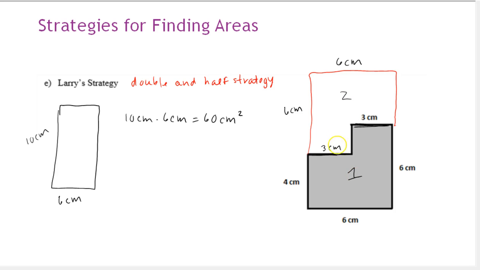So this is double the area. And since he doubled it to find this amount, now he's going to halve the area. So we'll multiply by 1/2, which is the same as dividing by 2. And 60 divided by 2 is 30 square centimeters.